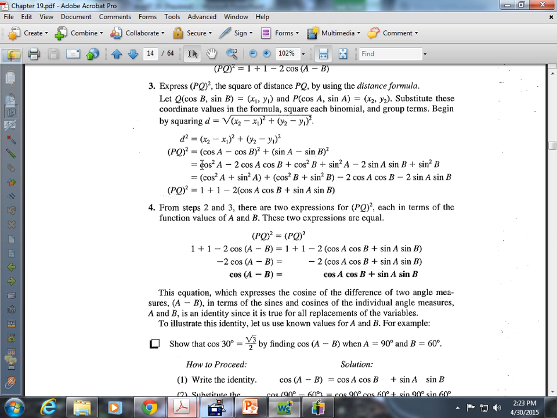Well, what do we have then right here and here? What is cosine squared A plus sine squared A? 1. What is cosine squared B plus sine squared B? 1. 1 and 1 gives us 2. And then what's left? These both have a negative 2, so I'm going to pull out that negative 2: cosine A cosine B plus sine A sine B. So PQ squared is equal to 2 minus 2 times cosine A cosine B plus sine A sine B. Are we all right with that?